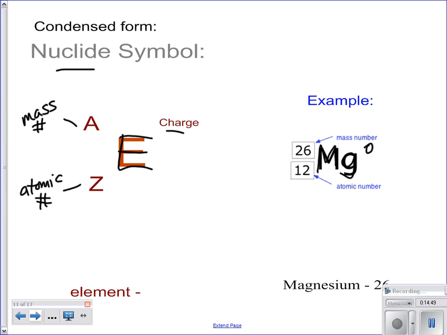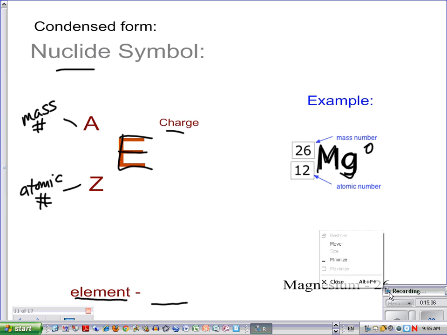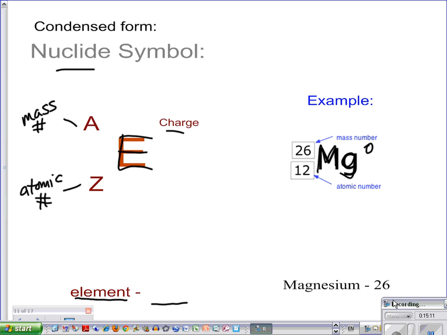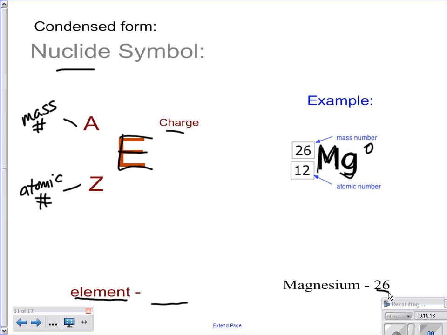Now, this is considered the nuclide symbol, but earlier when we talked about carbon-12, I wrote it a little differently. Instead, I just wrote the word carbon. So you can write the element name, and then when I wrote 12 out here, what was that? Or for example, here with our magnesium, what is this 26 equal to? The mass number.